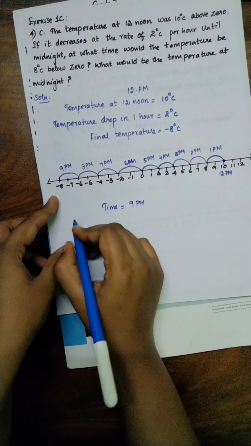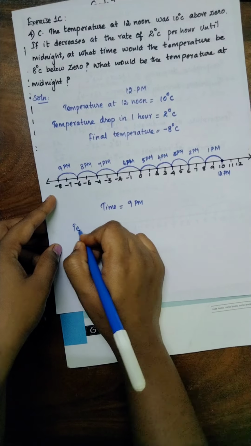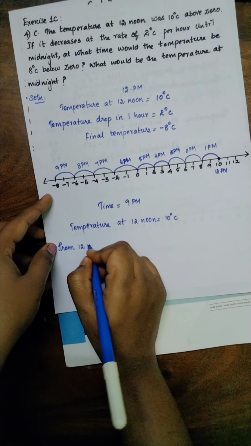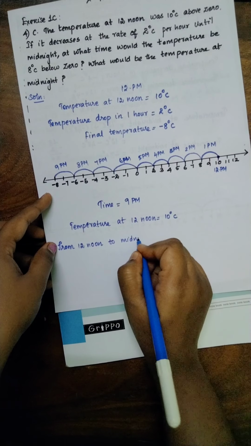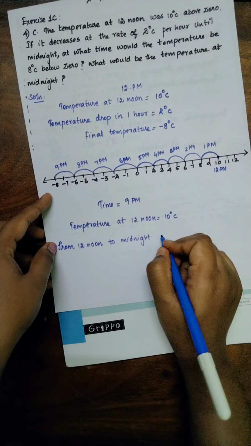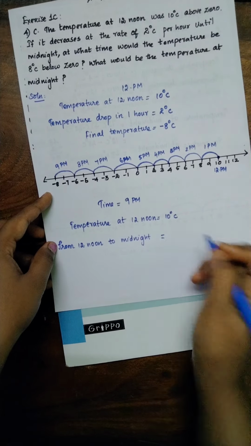First, write temperature at 12 noon. What's the temperature at 12 noon? At 12 noon, the temperature is 10 degrees Celsius, right? From 12 noon to midnight, how many hours are in between? That is 12 p.m. to 12 a.m. How many hours are in between that? 12 hours. Okay, it is 12 hours.